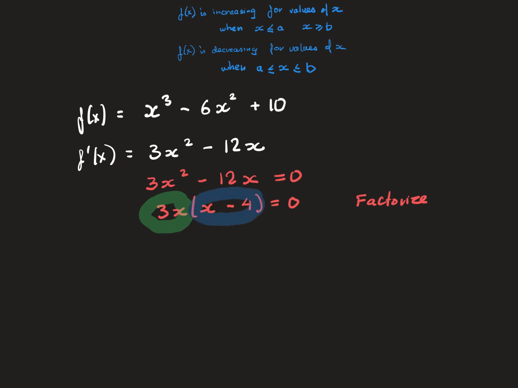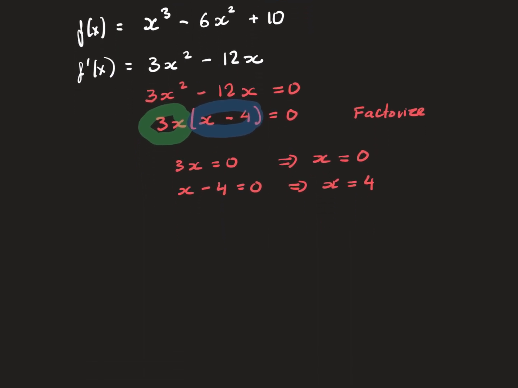In that case, let's just work this out. When 3x is 0, then x is equal to 0. And when x minus 4 is 0, then that happens when x is equal to 4. Those 2 points we will now put onto the sign diagram. The sign diagram is a horizontal line that we just use.